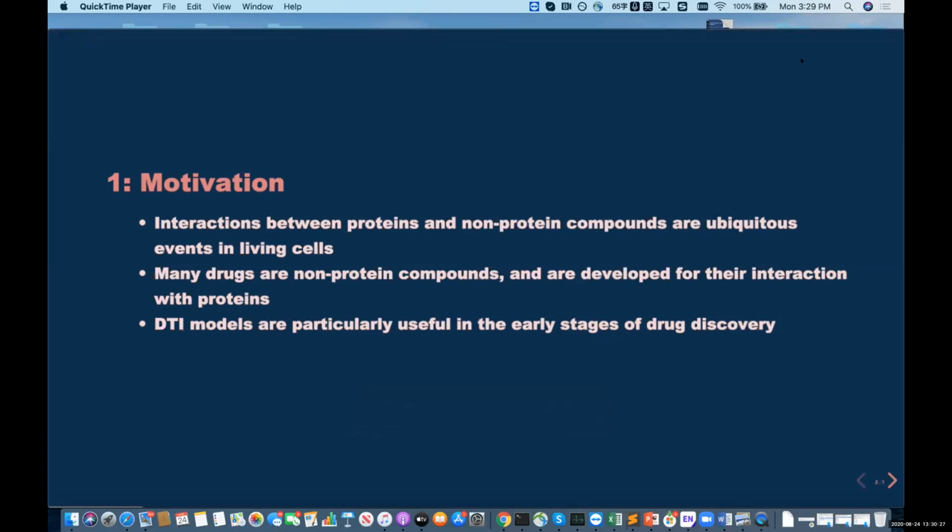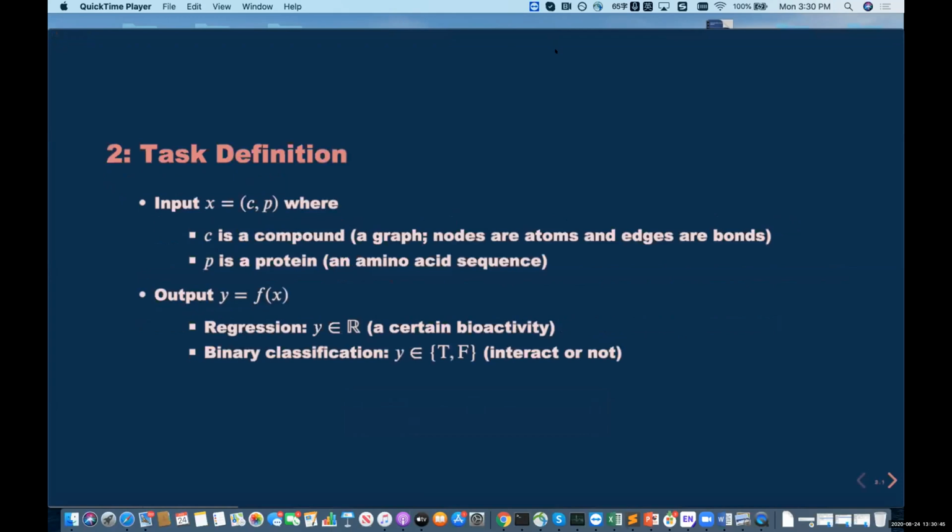Drug-target interaction, or DTI, models take a compound and protein as input and predict some relationship between them, such as their binding affinity. They are particularly useful in the early stages of drug discovery. DTI prediction can be set as either a regression or a binary classification problem. Regression models attempt to predict continuous measures of bioactivity such as IC50. Binary classifiers predict binary outcomes, simplifying each compound-protein interaction into yes or no.